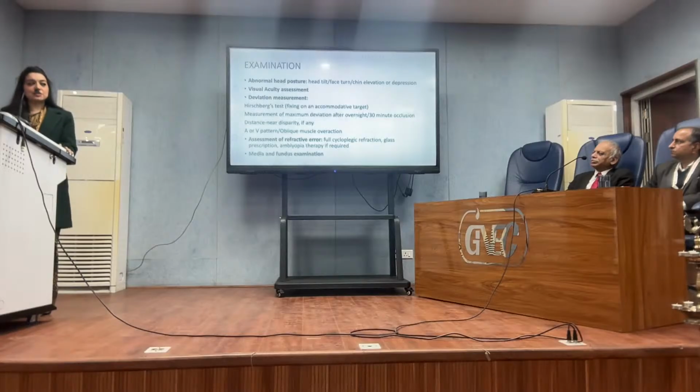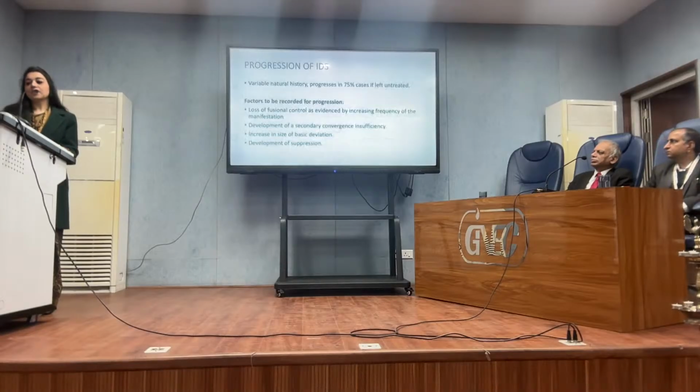For exotropias, we usually patch the patient. Earlier the theory was to patch overnight or for 24 hours, but now they say that a 30 to 40 minute monocular occlusion also suffices. Distance-near disparity should be checked at 33 centimeters and 6 meters, and any AV pattern or oblique overaction should be assessed. Then progression of ITS: there are some factors to be recorded for progression.